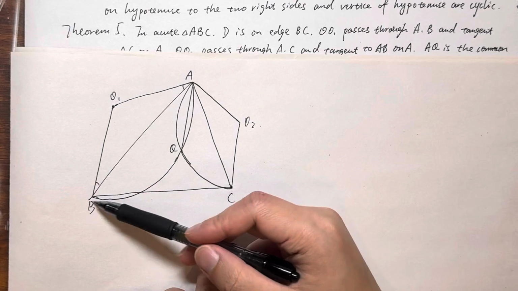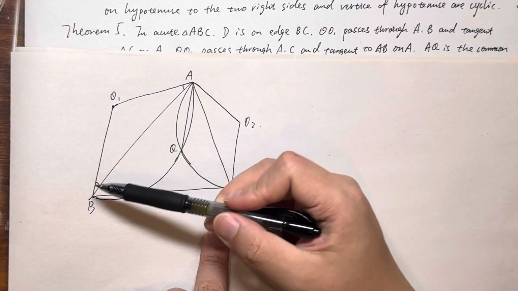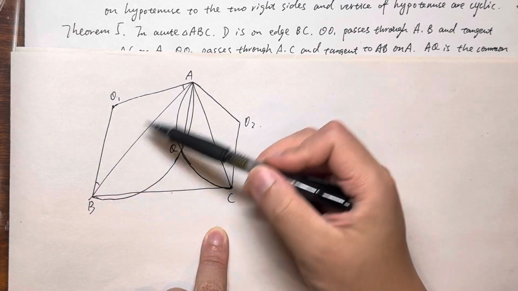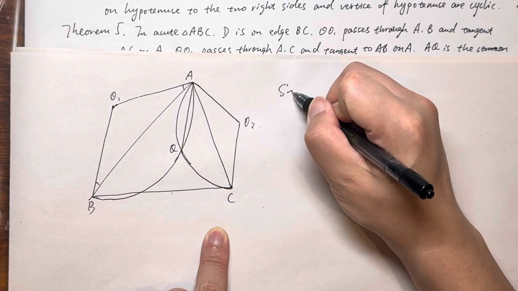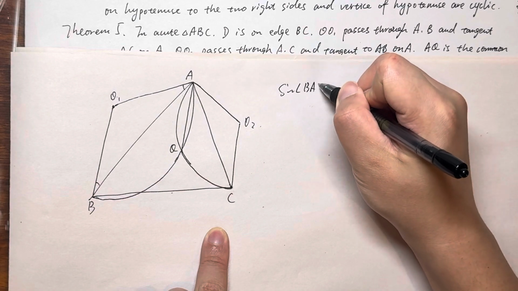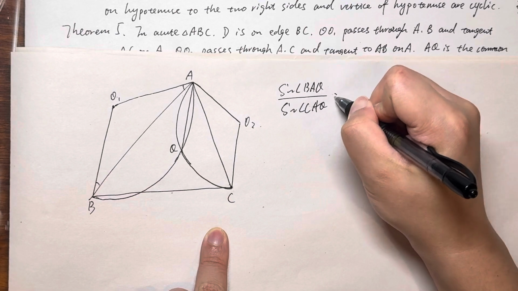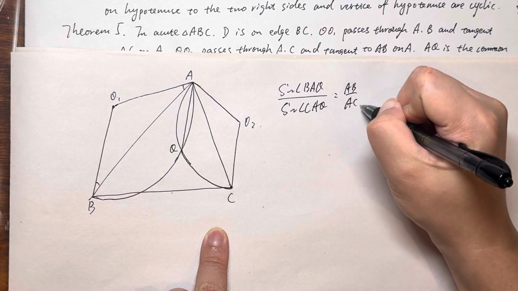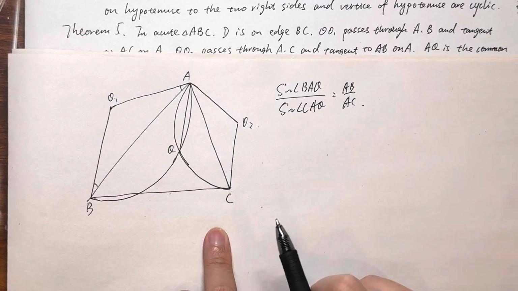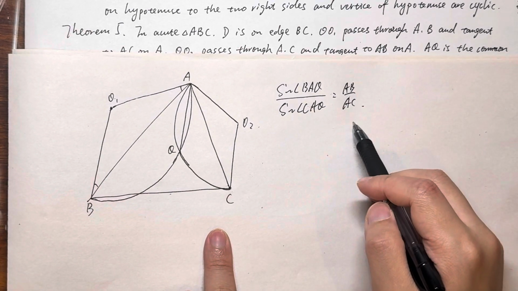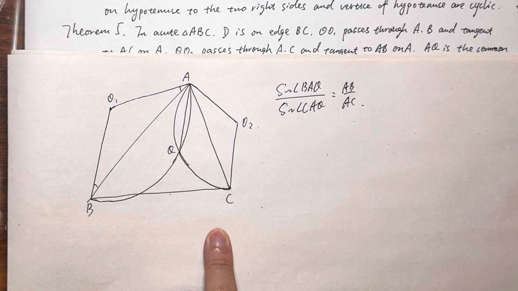Because we want to prove that BD to DC equals AB to AC squared, we basically just need to prove that sine angle BAQ to sine angle CAQ equals AB to AC, right? Using the area of the triangle, we can easily get this one. So we want to prove this, to prove that AQ is a conjugate median.